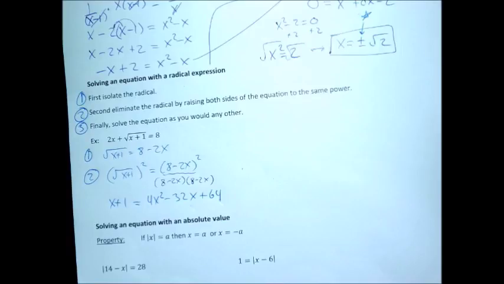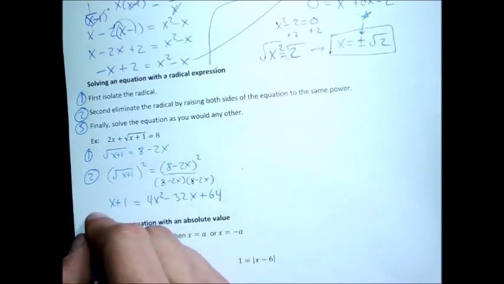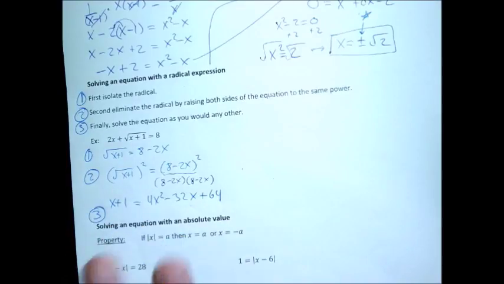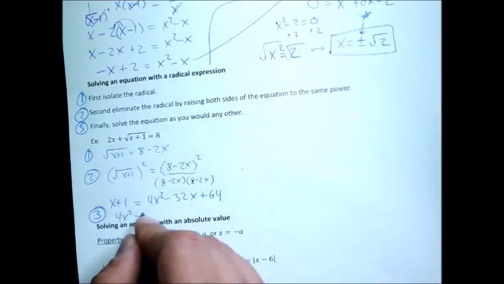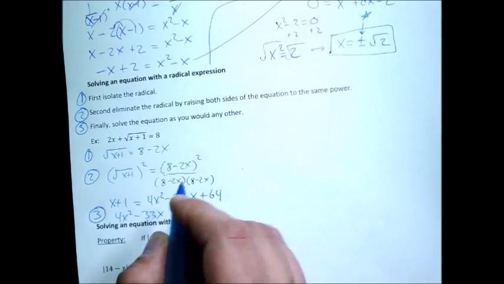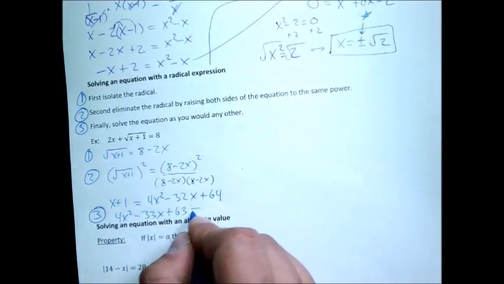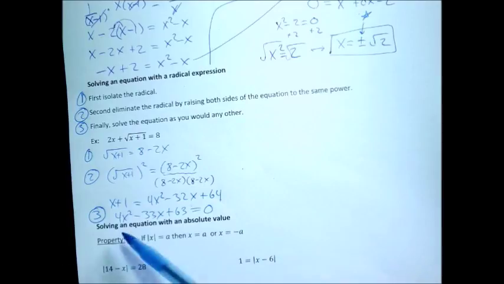Questions so far? Because now it's just a quadratic problem, right? Now we have a quadratic that we can solve using the quadratic formula or something like that, right? So the next thing is solve the equation. So I'm going to get everything over to one side. I'm going to subtract the 1. I'm going to subtract the x. And when you do that, you get 4x squared minus 33x plus 63 equals 0. And so now we want to solve that equation.